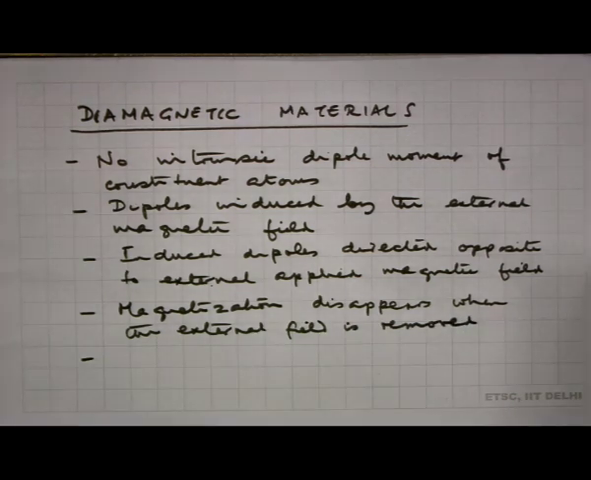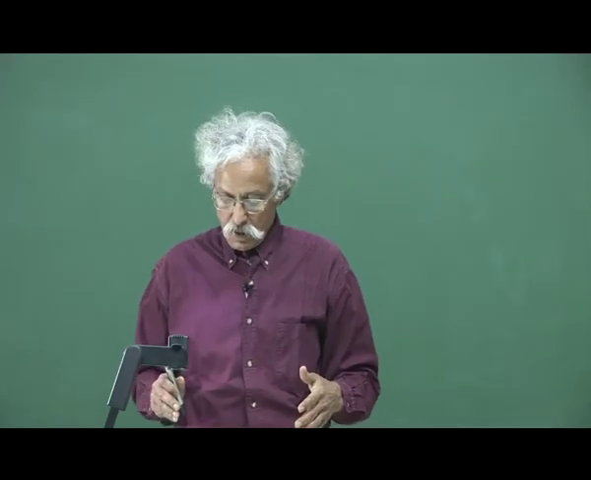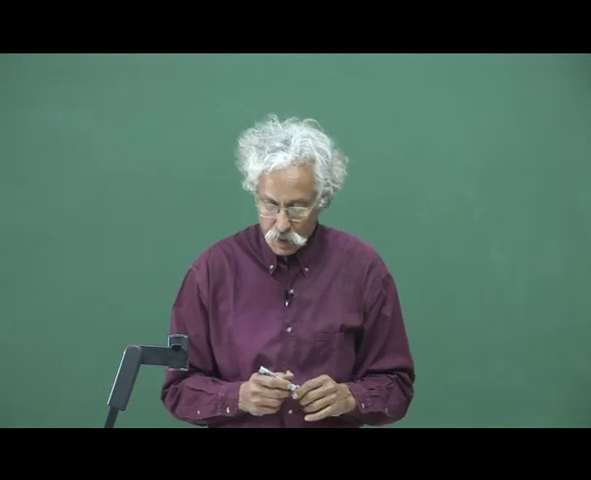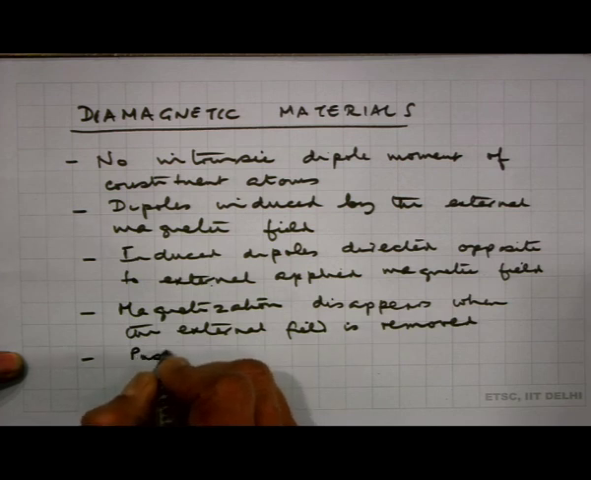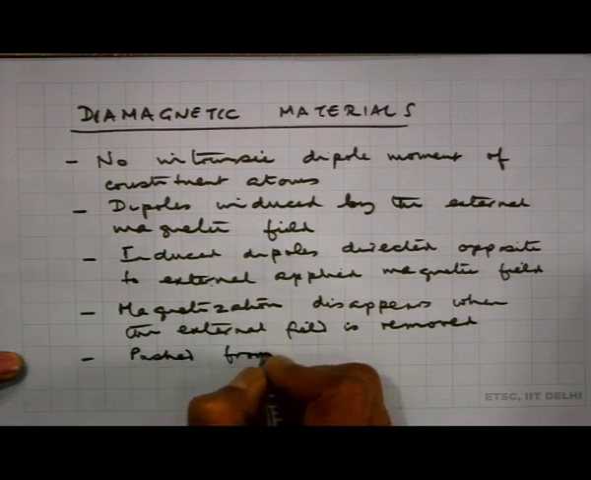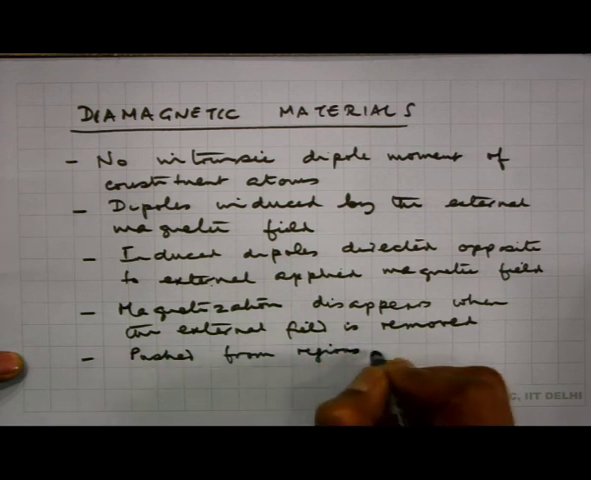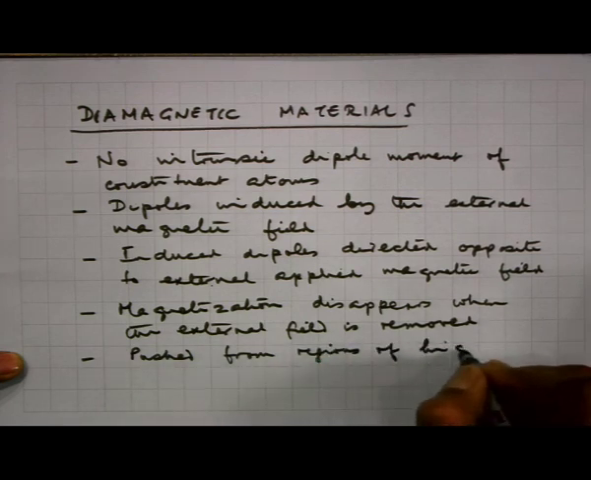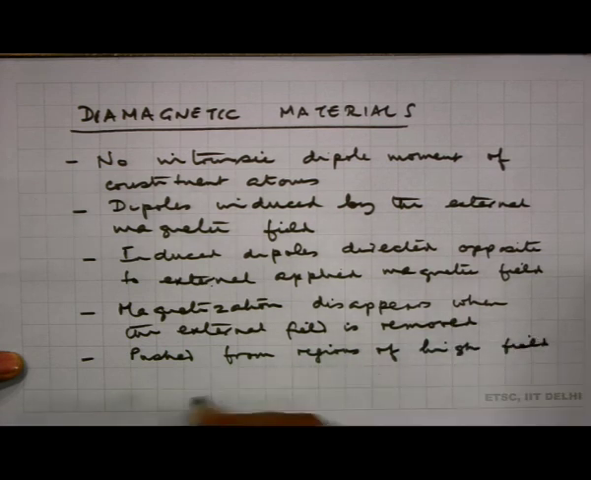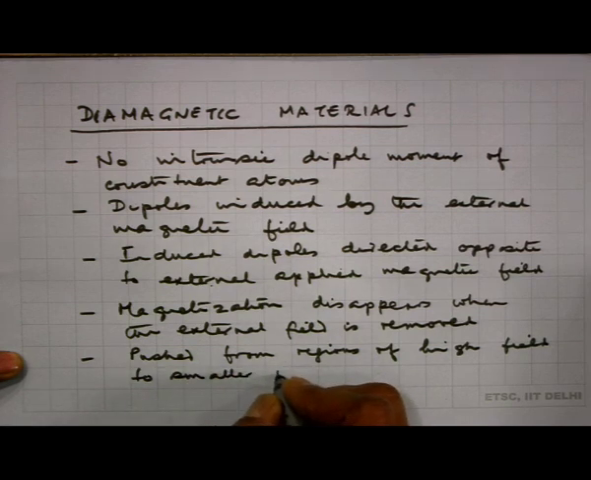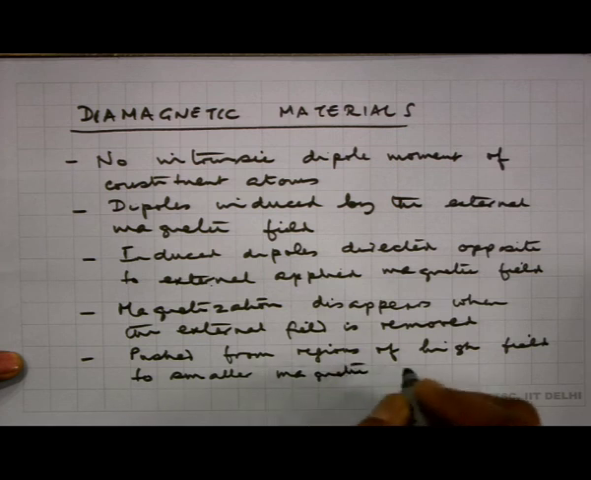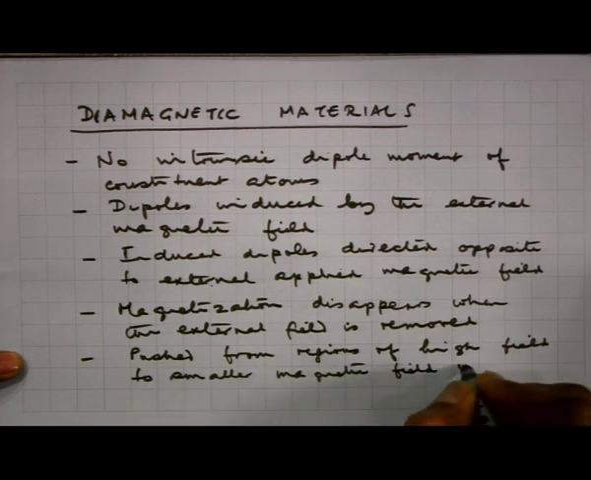Because the dipole moments point in the direction opposite to the magnetic field, the susceptibility is negative. And it is interesting that these diamagnetic materials are pushed from regions of high field to regions of smaller B in an inhomogeneous field.